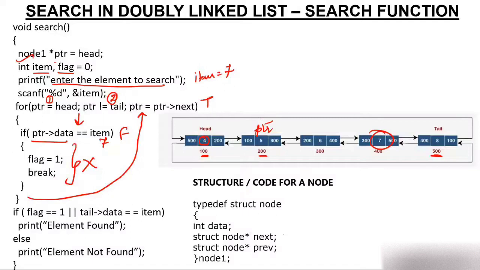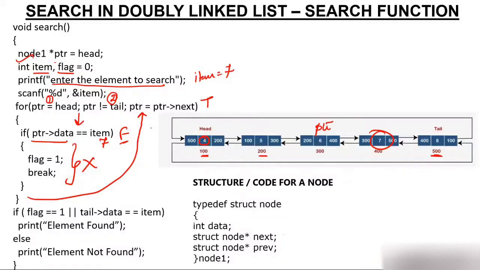the condition is true. What I'll do, I'll again check PTR data. What is PTR data? 5. Is PTR data equal to 7? Is 5 equal to 7? No, the condition becomes false. I'll not move inside. I'll again update PTR. PTR will have PTR next. What is PTR next? 300. So PTR will move from this to node 300.